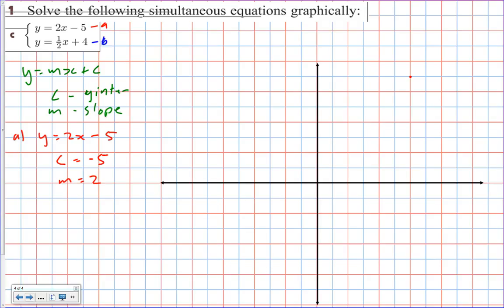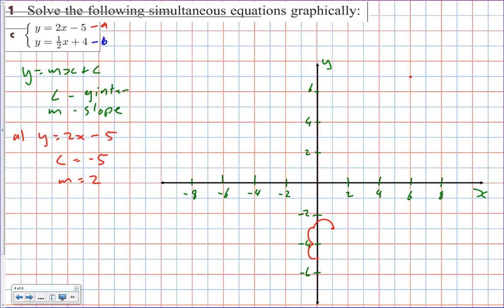So on my graph over here, let's just label it 2, 4, 6, 8, -2, -4, -6, -8. And here we have 2, 4, 6, and -2, -4, -6. X, Y, should label them each time. So now, under my graph, I'm going to go -5 as my intercept, which is just there. And my slope is 2, so I'm going to go up 2, 1, 2, and go across 1. And I'll put my dot just there.